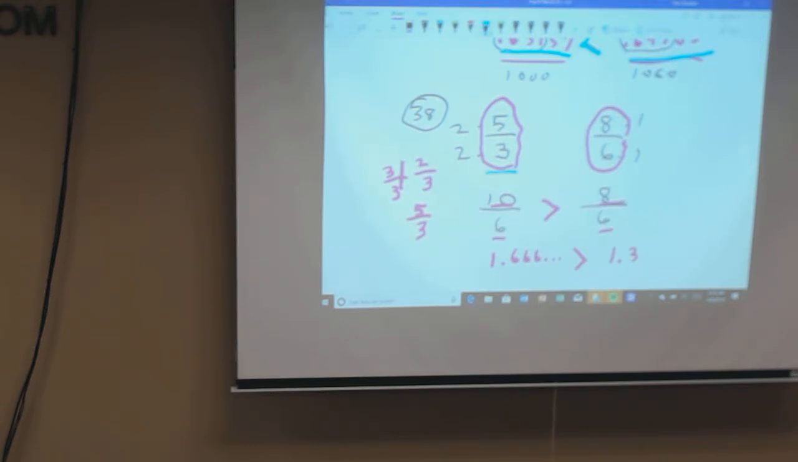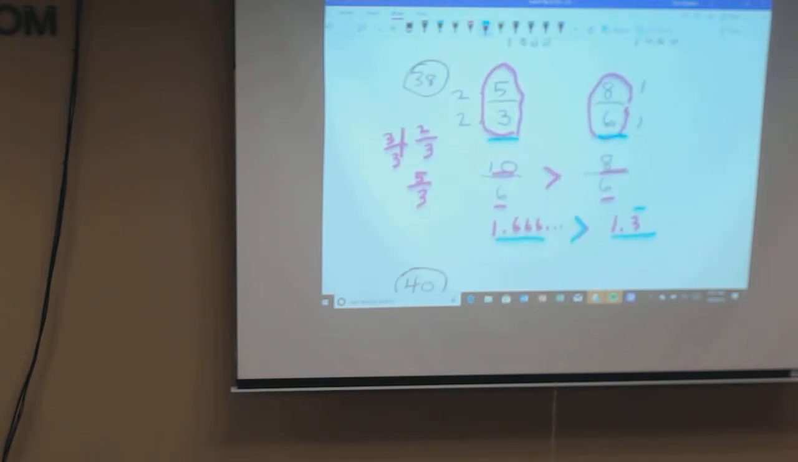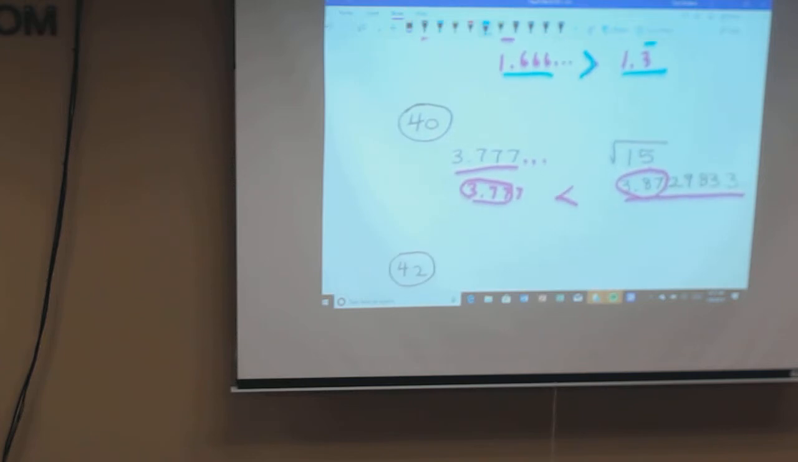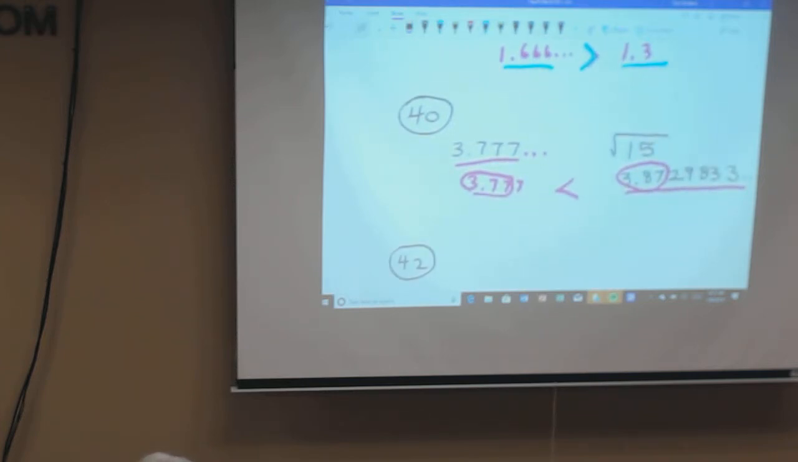And 8/6. And again, what's 5 divided by 3? 1.666. What's 8 divided by 6? 1.333. So which is more? 1.6 or 1.3? 1.6, so I put the greater than sign in there. Because I get the impression that some of you just love to use your calculators rather than mess with fractions.